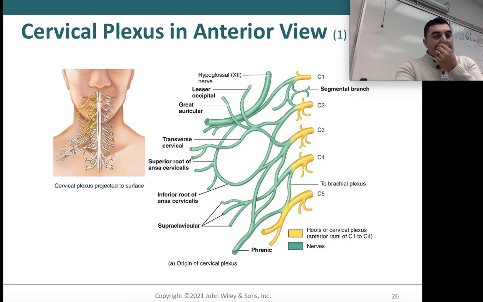So here we are. We have the cervical plexus a little bit. Here's a picture of the cervical plexus, with its segmental little branches. Here are our roots, remember, of the cervical, the anterior rami coming down, C1 through C5, right? And we have our nerves branching out, and that bundle of those nerves is going to be our plexus. We have our lesser occipital, greater auricular, transverse cervical, superior root of ansa cervicalis, inferior root, supraclavicular, and the phrenic nerve. Okay, so you can see the picture on the left. That's the section of the cervical plexus.